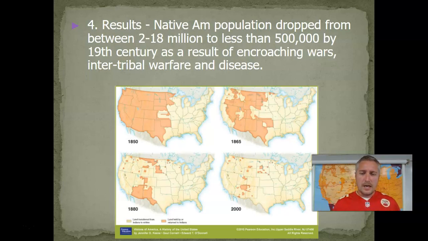So, it's a very sad part of our history, but also one that we have to understand and we have to learn from if we expect not only relations between the two parties to get better over time, but for us to avoid these same mistakes in other parts of our country and the world.